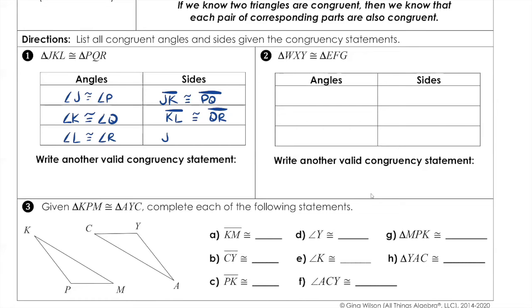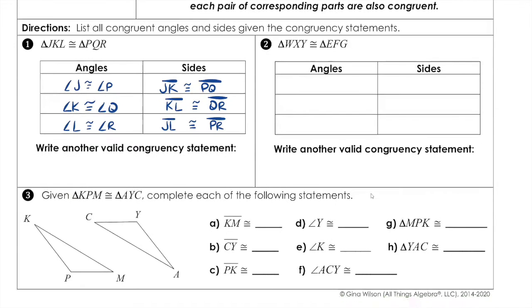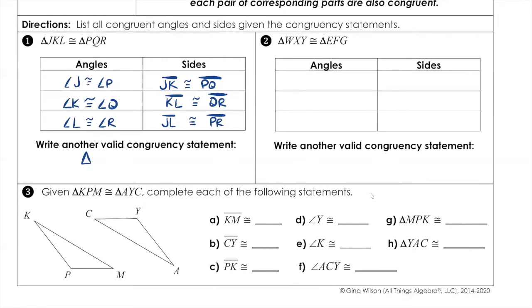So write another valid congruency statement. So like I just said, generally speaking, when we write our congruency statement, the first triangle is going to be in alphabetical order. But for the sake of just having fun, how can I rewrite our congruency statement? So jumble up the first one, triangle what? Triangle L, J, K. Okay. So we're going to jumble up the first one, triangle LJK. Now, when we write our second one, we just need to make sure that the correct vertices in PQR line up. So who was L congruent to?